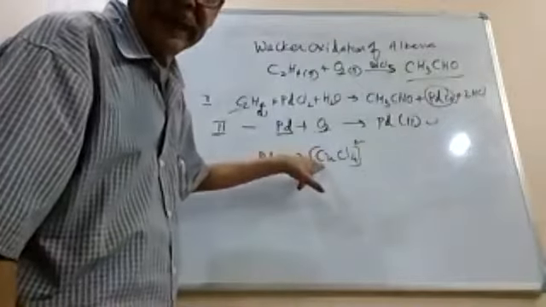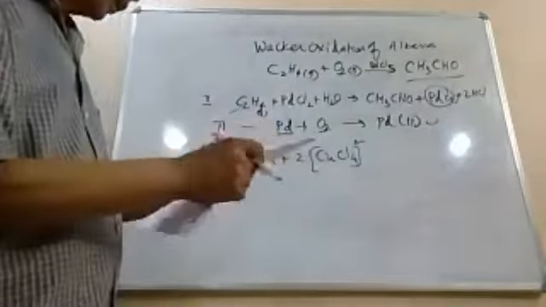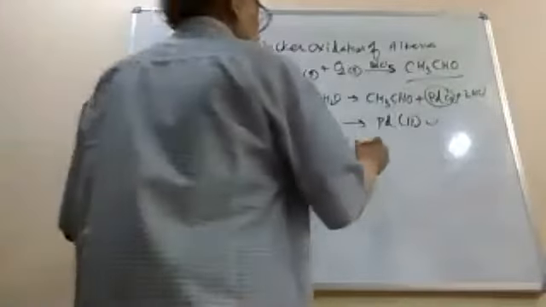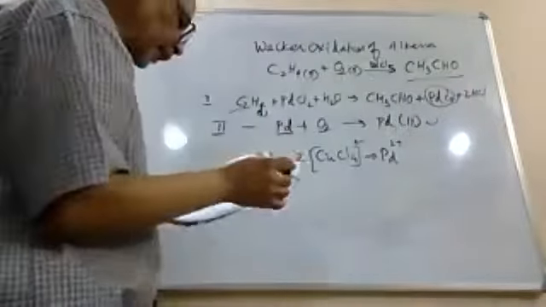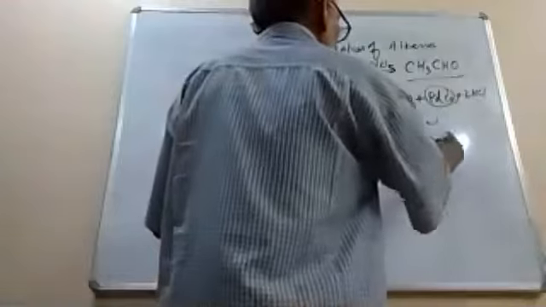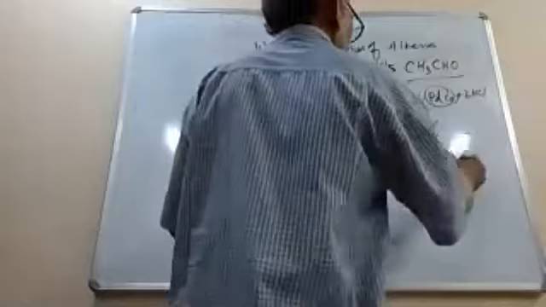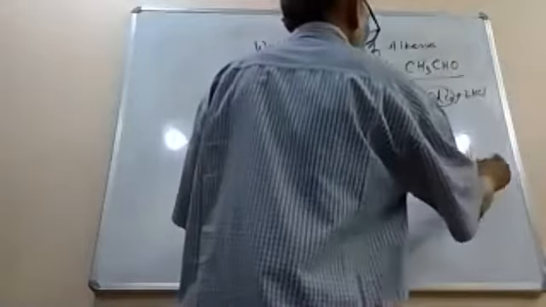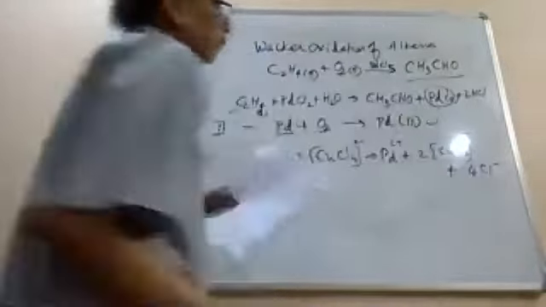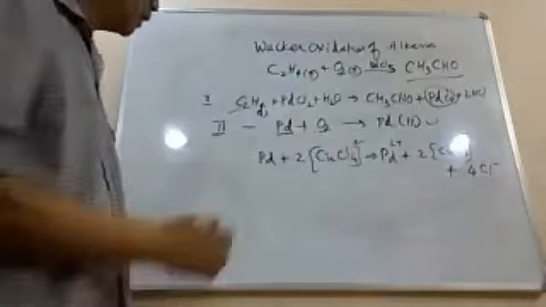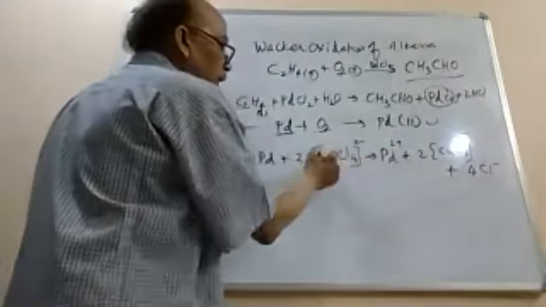tetrachlorocopper 2 complex, and that reacts with the palladium metal to make palladium 2 plus. That's the palladium is oxidized by the catalyst, and the complex gets reduced to plus 4Cl minus. So what happened here? The palladium gets oxidized to palladium 2 plus.